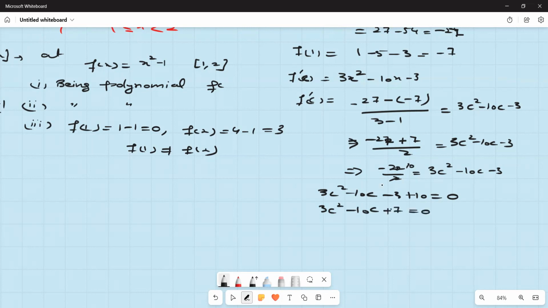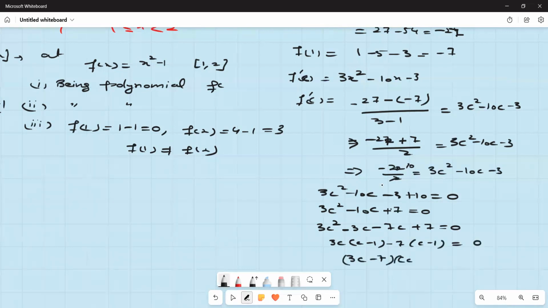So 7 and 3, 21. So 21 and sum should be 10. So isn't it 3c square minus 3c minus 7c plus 7. So 3c common, c minus 1, minus 7 common, c minus 1. So this is giving you 3c minus 7 and c minus 1 is equal to 0. c is equal to 1 and 7 by 3.